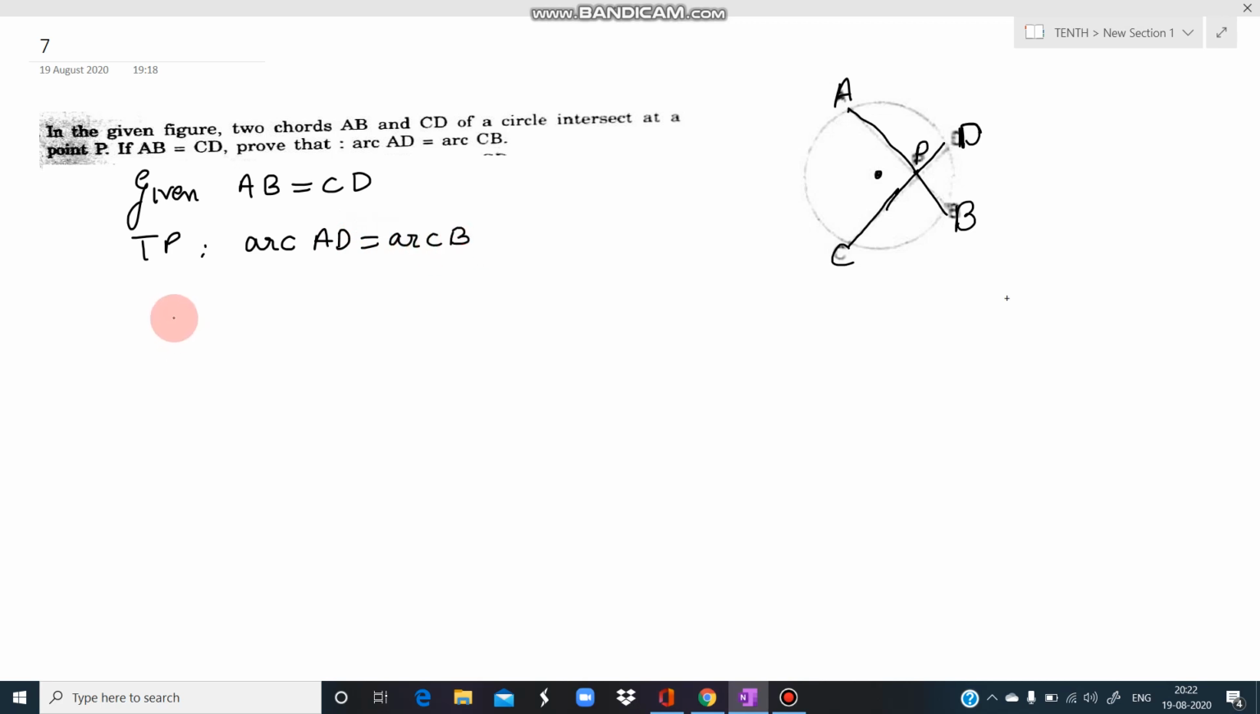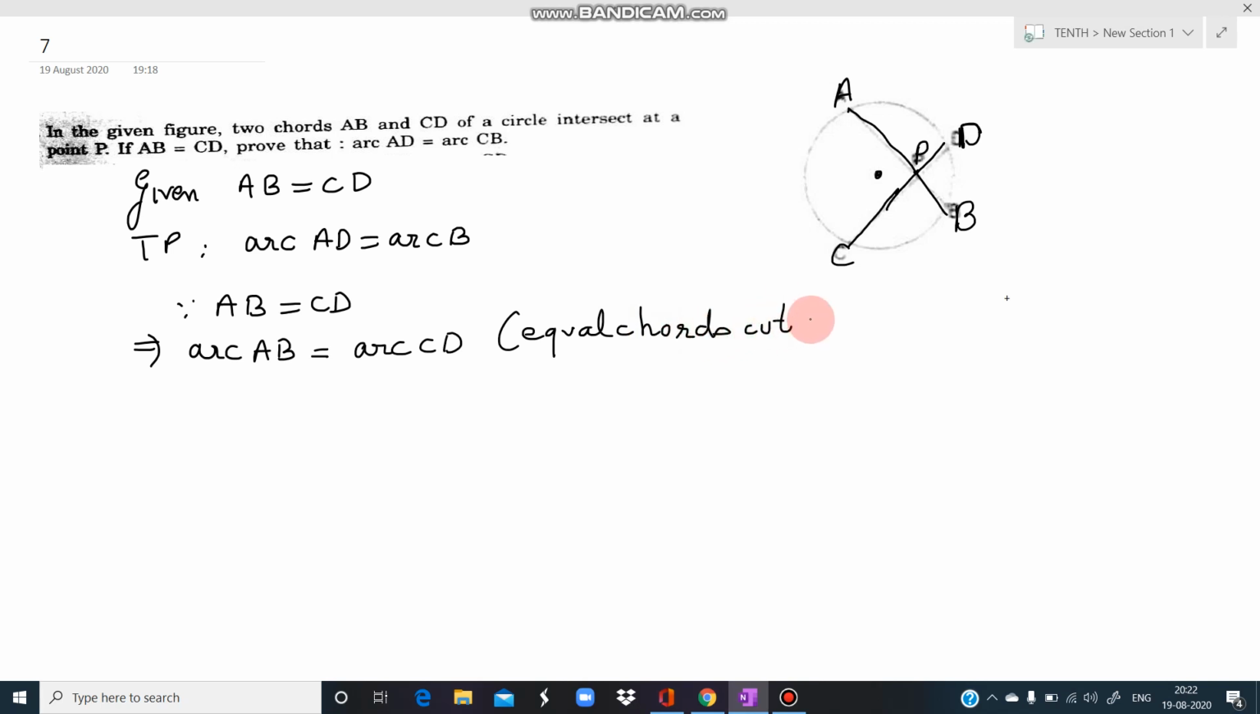So quite simple. Now since AB and CD are equal, ये जो chord AB है और ये जो chord CD है, ये equal है. It means that arc AB will be equal to arc CD. What is the reason? Because equal chords cut off equal arcs. अगर chords equal हैं तो उनसे जो arcs cut होते हैं, they will also be equal. Now ये जो हमें arc AD चाहिए, हमारे पास है arc AB, तो अगर इसमें से हम ये वाला arc subtract कर दें, then we will get arc AD.